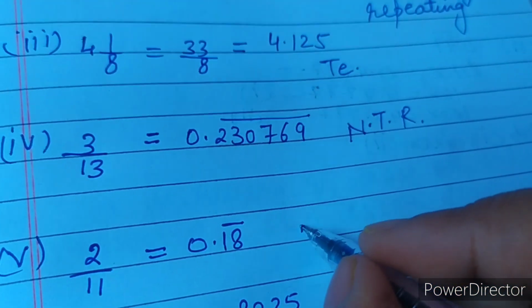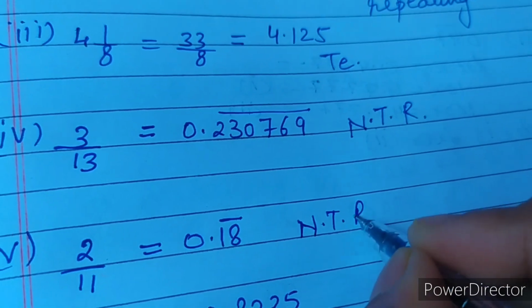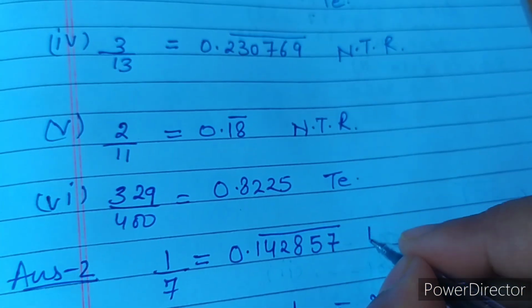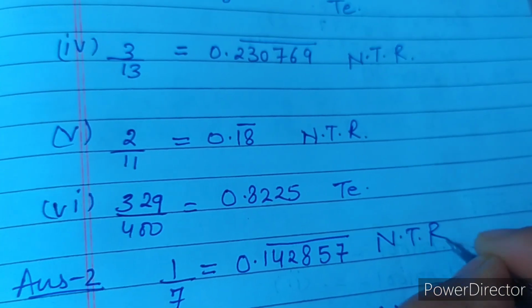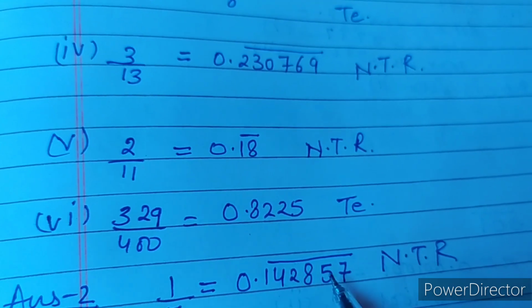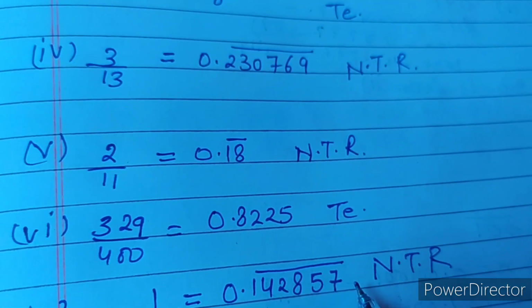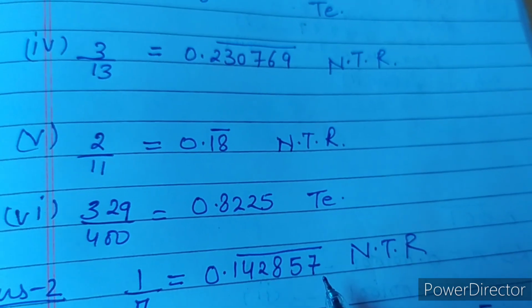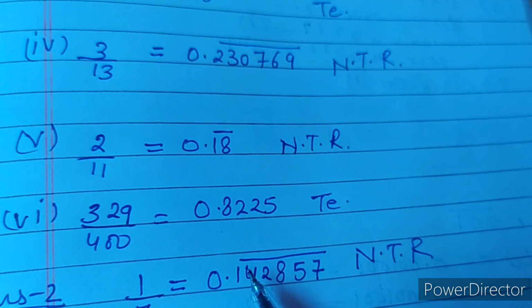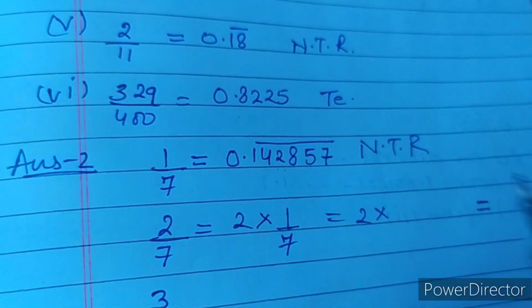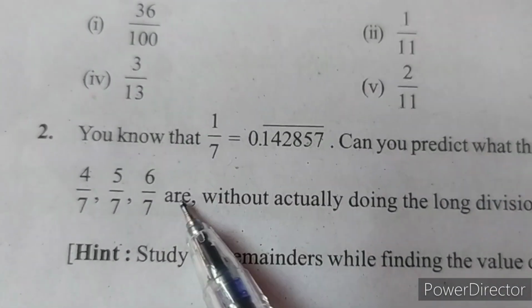This is again non-terminating repeating. This is a terminating decimal, and this is again non-terminating repeating, because the line is drawn above the group of numbers, which shows that these numbers are repeating in the decimal answer. Because it is not terminating, it is non-terminating, and because the numbers are repeated, it is termed as repeating.